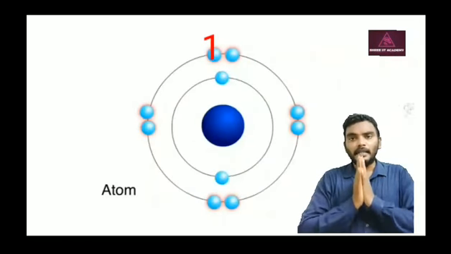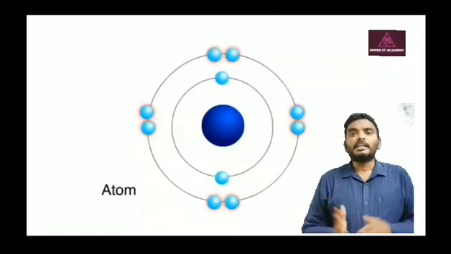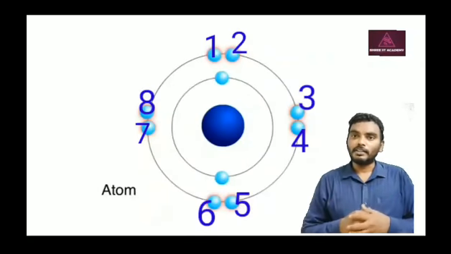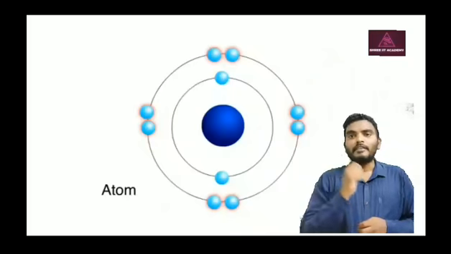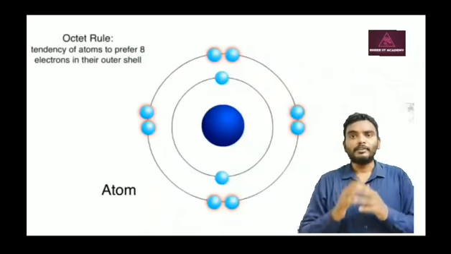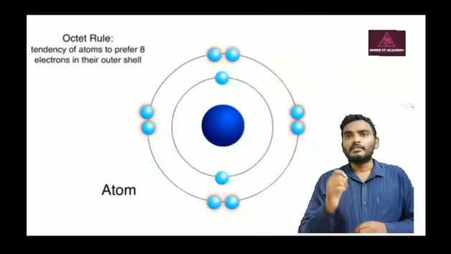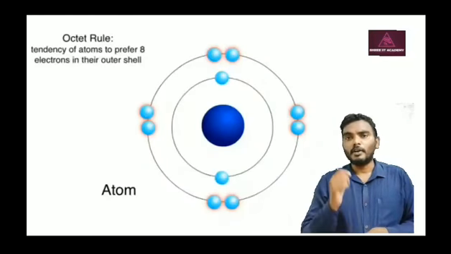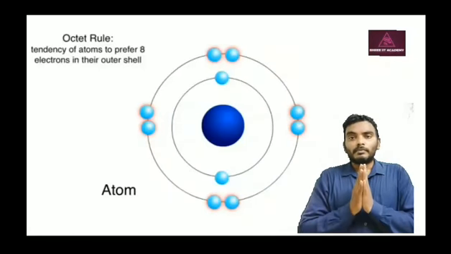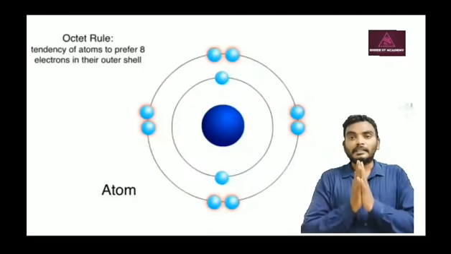Why does the atom contain 8 electrons in the outermost shell? Because if any atom contains 8 electrons in its outermost shell, that is a stable configuration. That's why every atom tries to get the stable configuration, which is called the octet rule. Just now I am giving the definition: the tendency of atoms to prefer 8 electrons in their outermost shell is called the octet rule. Every atom tries to gain, lose, or share electrons to get stability.